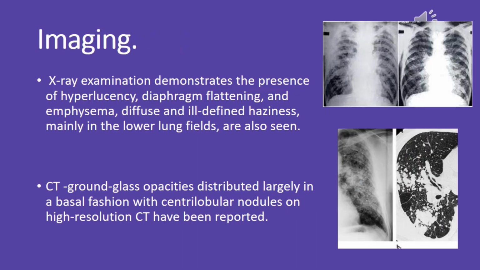Imaging. In byssinosis, X-ray examination demonstrates the presence of hyperlucency, diaphragm flattening, and emphysema. Diffuse and ill-defined haziness, mainly in the lower lung fields, are also seen. In CT, ground glass opacities distributed largely in a basal fashion with centrilobular nodules on high-resolution CT have been reported.